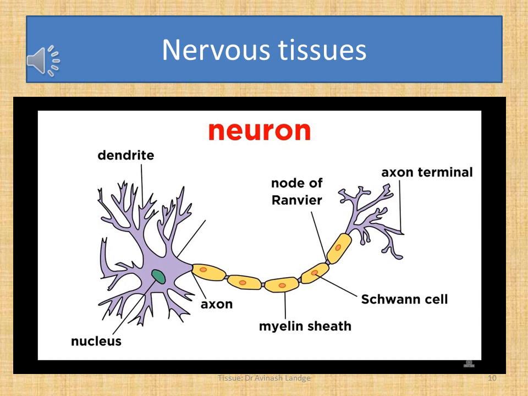Short hair-like extensions starting from the cyton are dendrons, which are further subdivided into dendrites. Axon is a long tail-like cylindrical process with fine branches at the end. Axon is covered by a sheath. Axon of one neuron is very closely placed to the dendrons of another neuron to carry impulses from one neuron to another in the form of electrochemical waves.